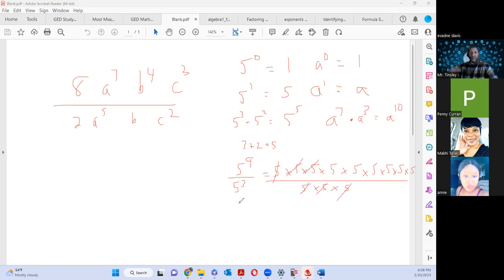So what you should see, remember I told you math is about patterns. 9 minus 3 is what? 6. So when you're dividing exponents with the same base, you subtract top minus bottom. 9 minus 3 is 6. So this answer is 5 to the 6th power.